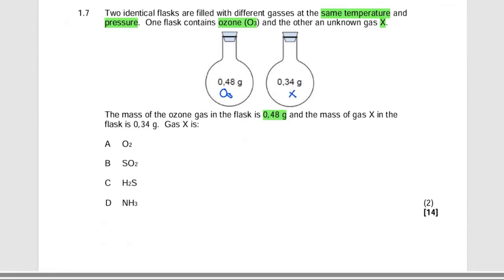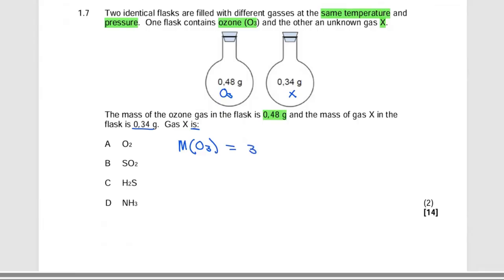Then after that, the mass of gas X in the flask is 0.34 grams, right? So gas X is what? We're supposed to look for the formula that we're going to make use of so that we can find gas X in terms of these options. So according to this, I'm going to start with the molar mass of ozone, which is our O3. Then I'll proceed to say O3 is equivalent to, then here what are we going to have?